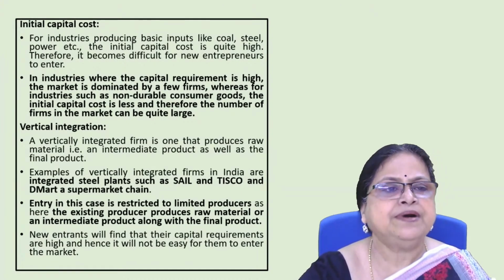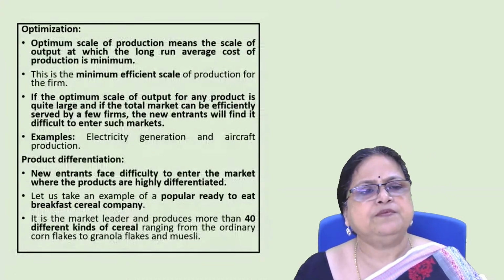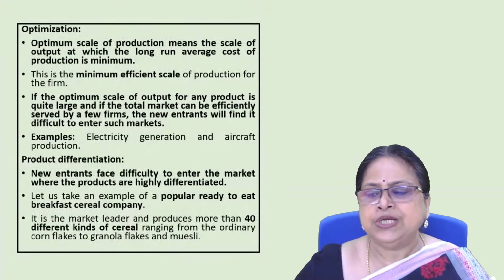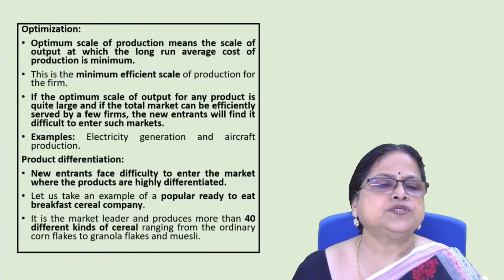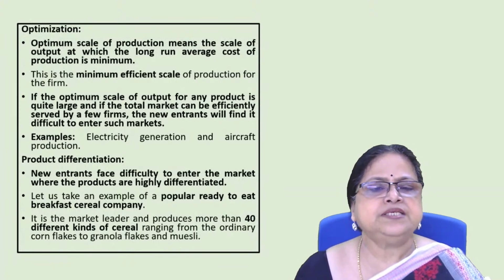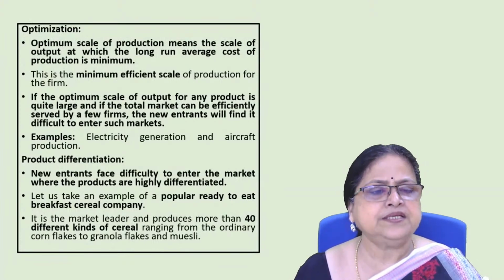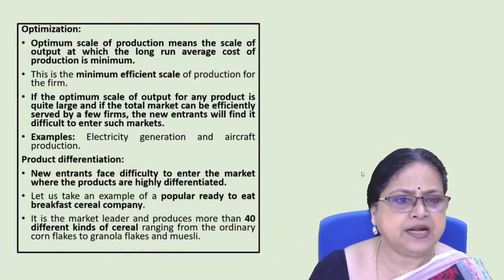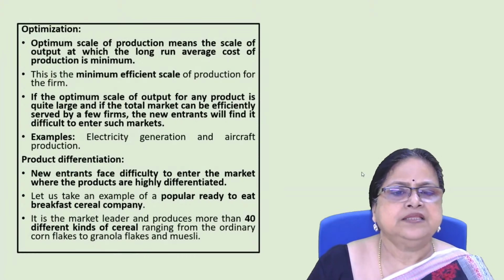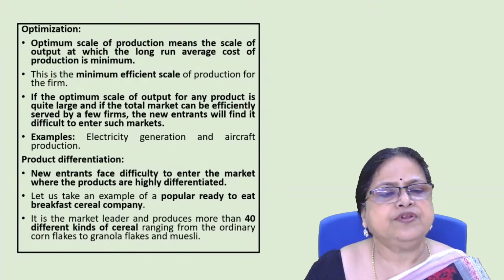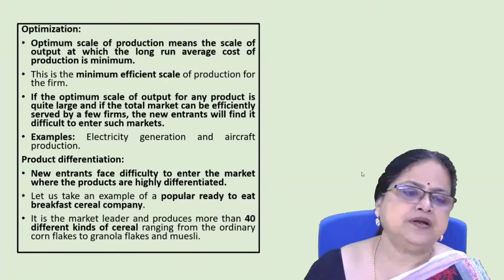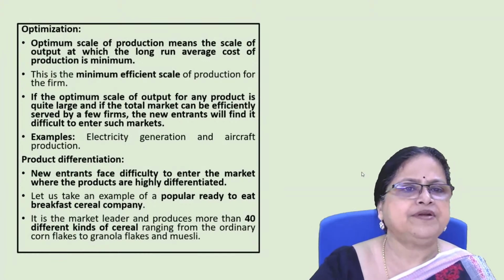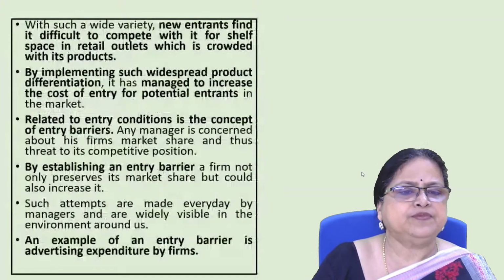Now, optimum scale of production means the scale of output at which the long run average cost of production is minimum. This is the minimum efficient scale of production. If the optimum scale of output for any product is quite large, then the new entrants will find it difficult. Similarly, product differentiation. This we have already discussed. I am not going to discuss it because of paucity of time. Now you can read this from the book.